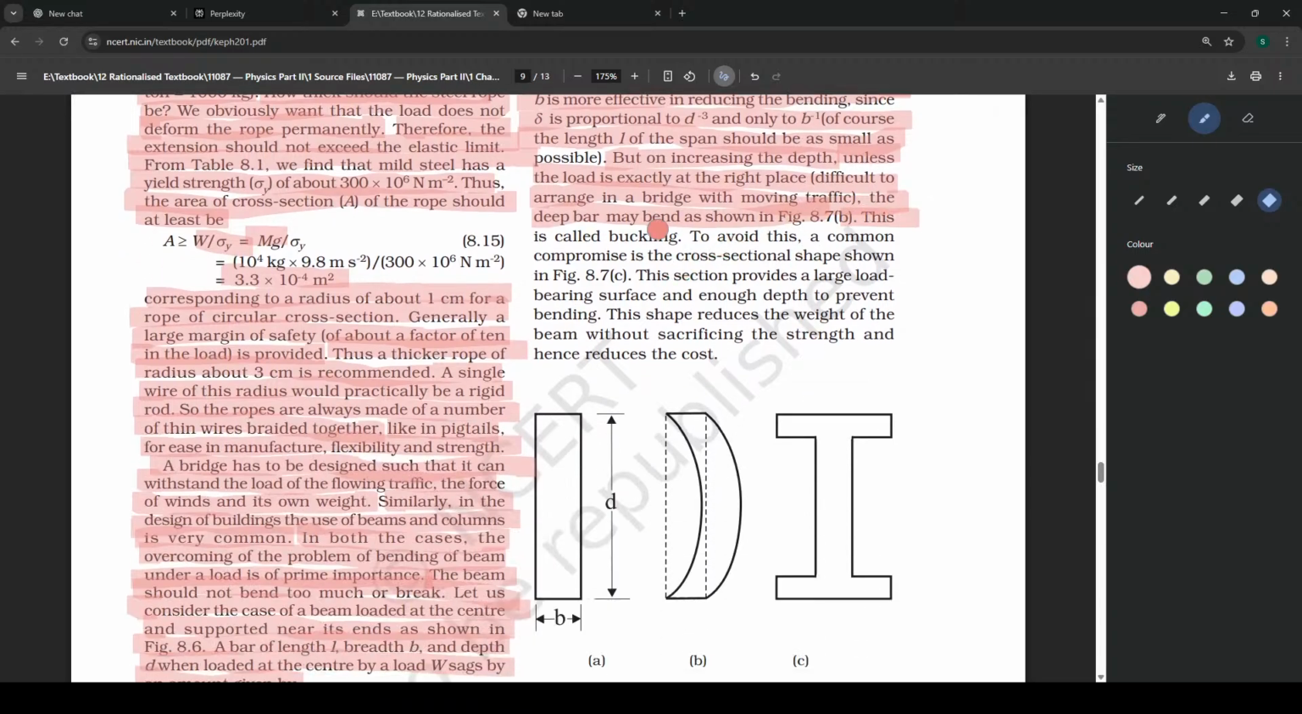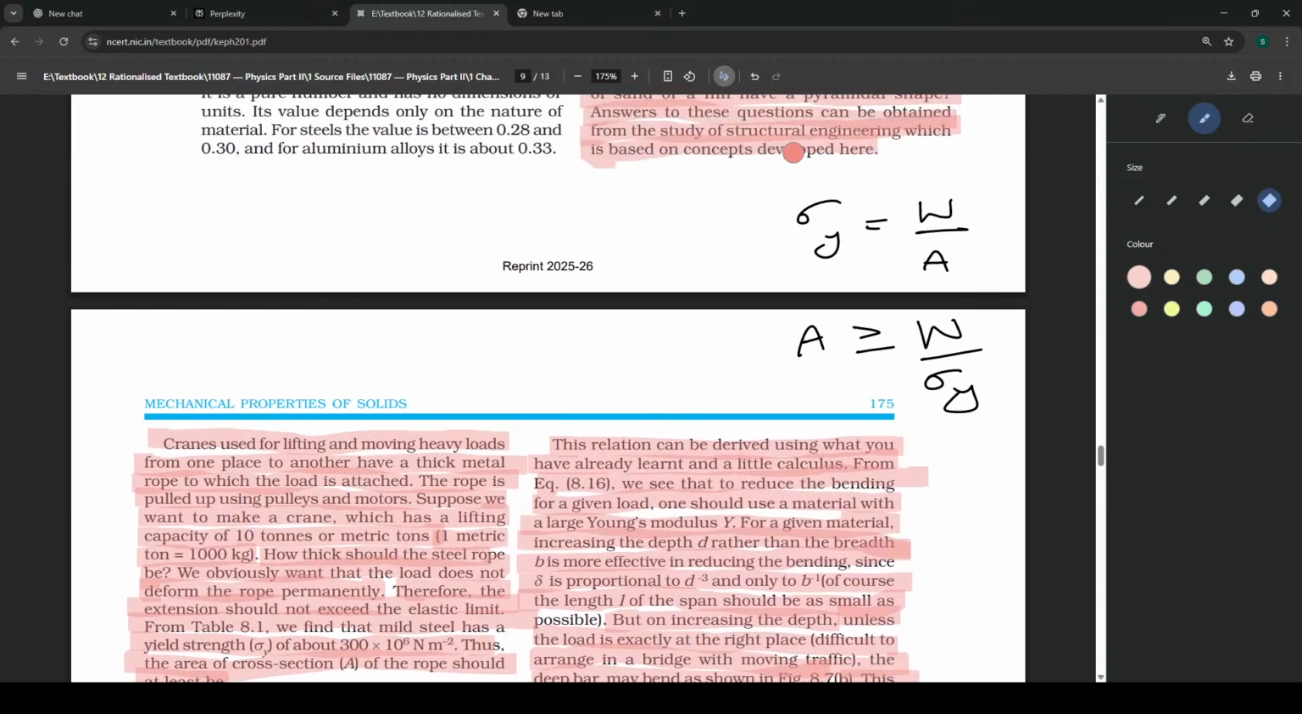This is called buckling. To avoid this, a common compromise is a cross-sectional shape as shown. This section provides a large load-bearing surface and enough depth to prevent bending. This shape reduces the weight of the beam without sacrificing strength and hence reduces the cost. Okay, let's read that again.